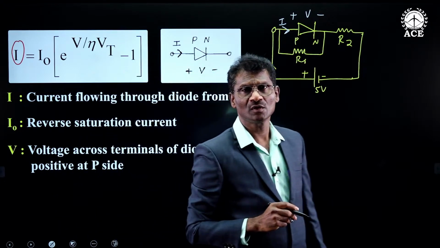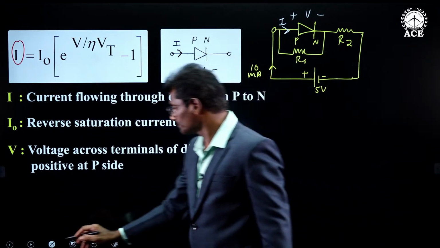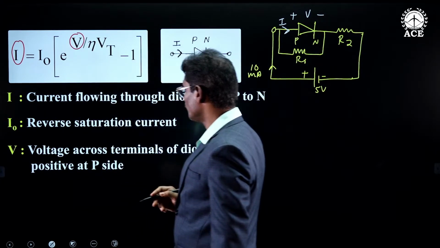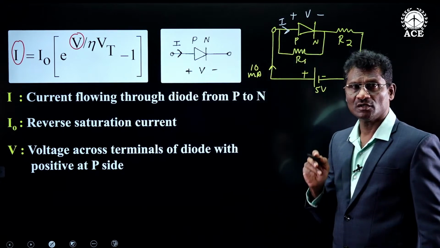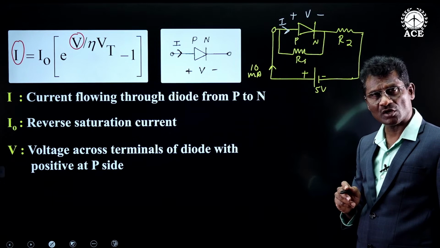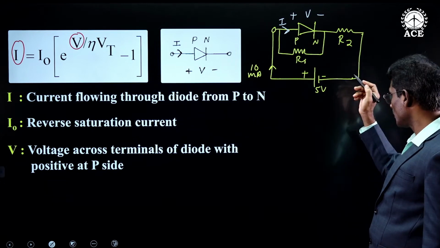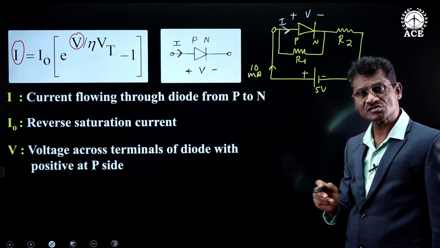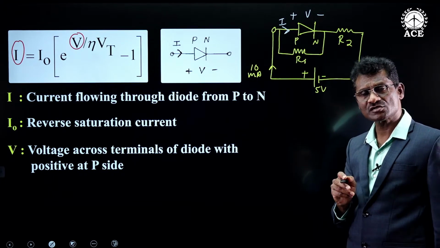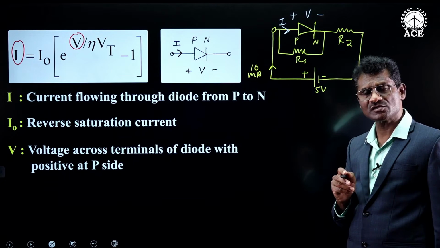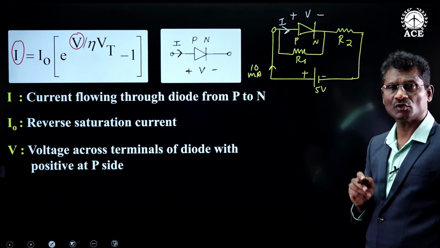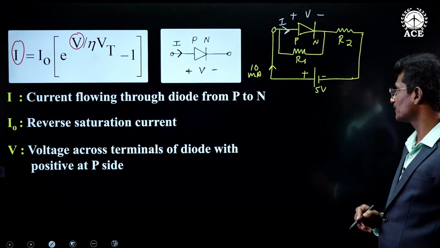So remember one important thing, that in this equation V is not the voltage applied to the circuit. V is voltage across the terminals of the diode, and that too positive at the P side.